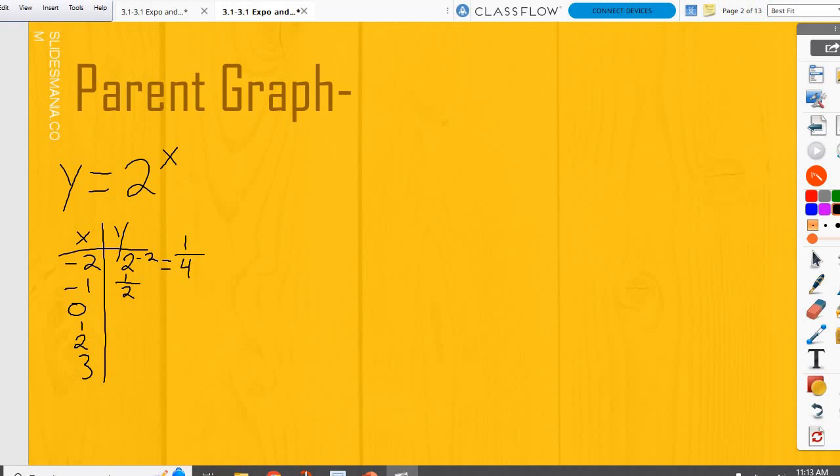Okay. And also, one of our exponent rules, if I have something to the 0 power, what is it always going to be? 1. Then 2 to the first is 2. 2 squared gives us 4. 2 cubed gives us 8. And so forth.